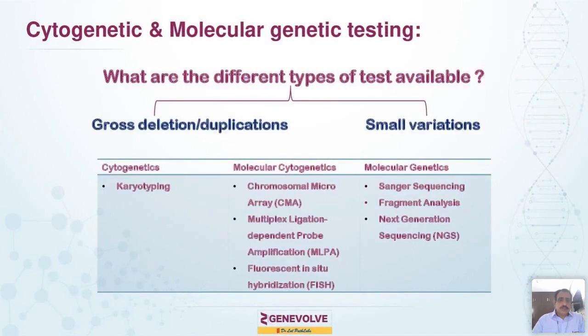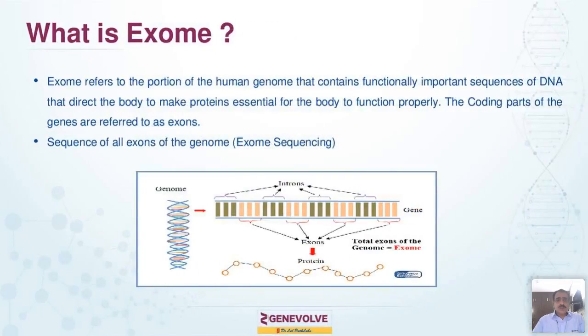So, if you look at the cytogenetic and molecular genetic testing portfolios, you could be looking at gross abnormalities, which can be looked at by karyotyping, or subtle deletions and duplications, which can be looked at by chromosomal microarray or a technique called MLPA, or you can even use FISH. Or if you want to look at small variations, then Sanger sequencing, fragment analysis, or next-gen sequencing is the method of choice.